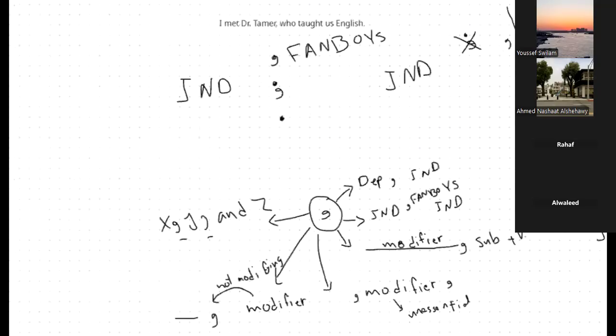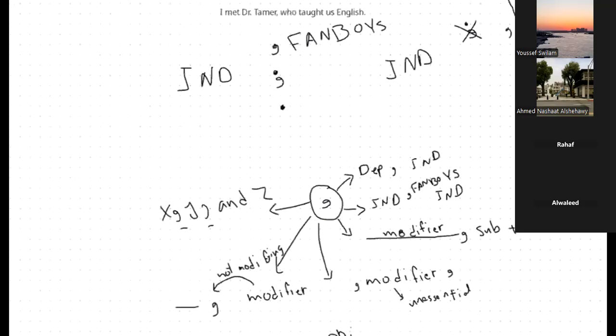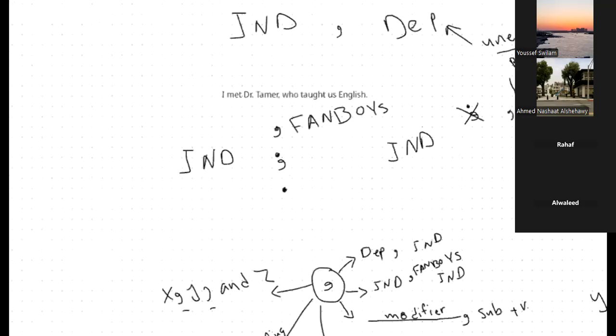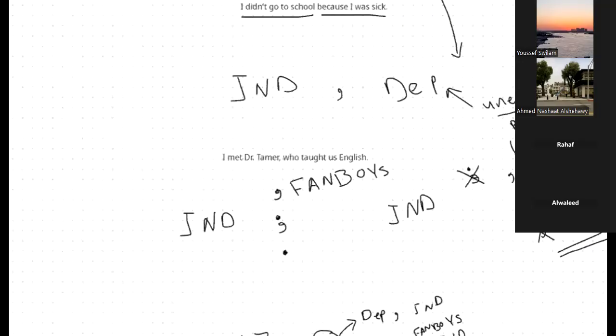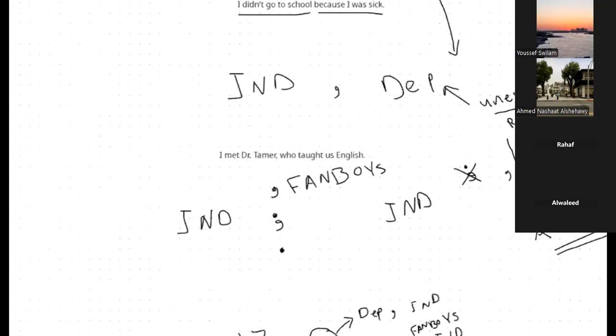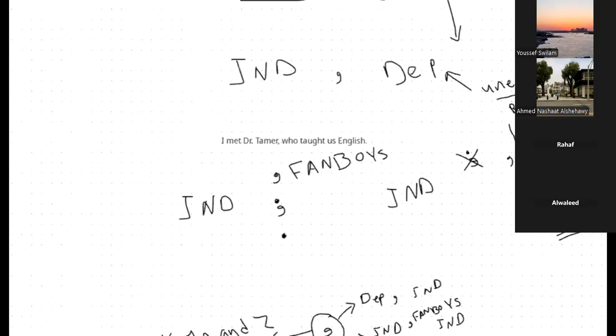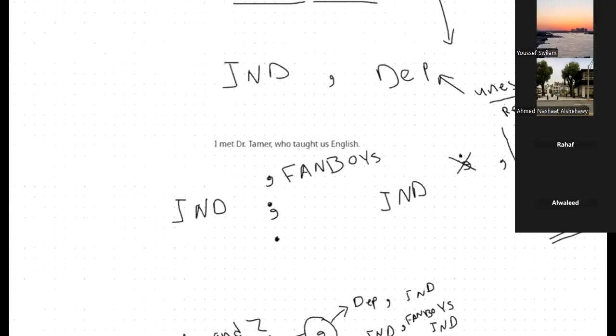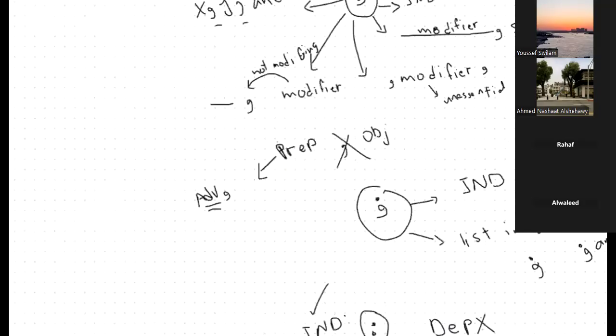What if dependent and dependent come after each other? Two dependents? It will never come, because we said a dependent can't stand alone. I mean, first an independent, then a dependent, then a dependent. Okay, let's write them together and make an example for them.